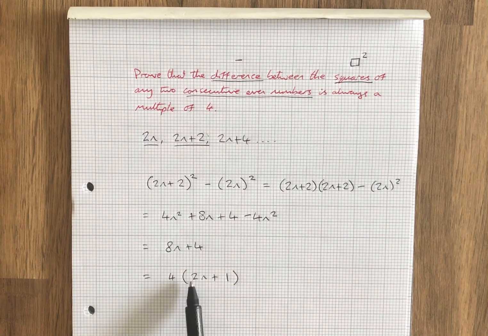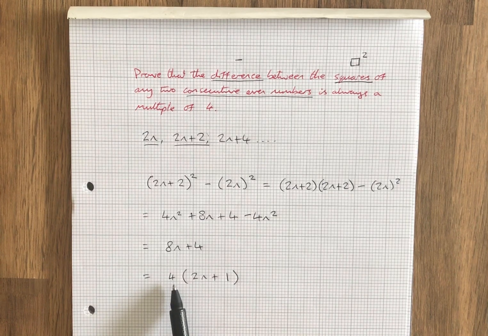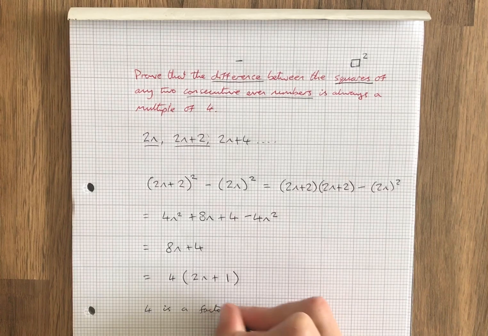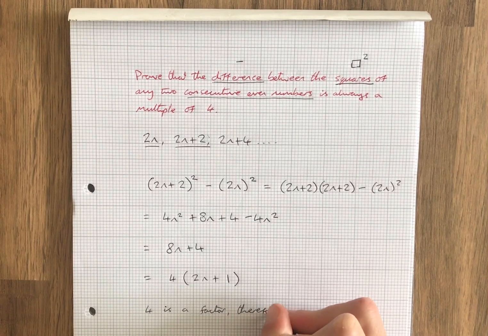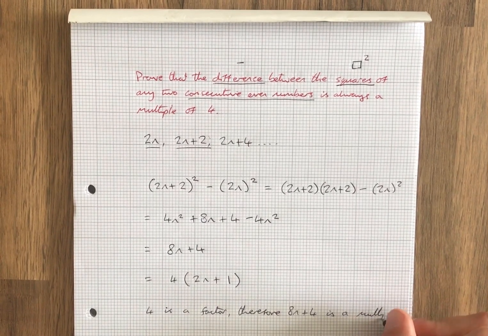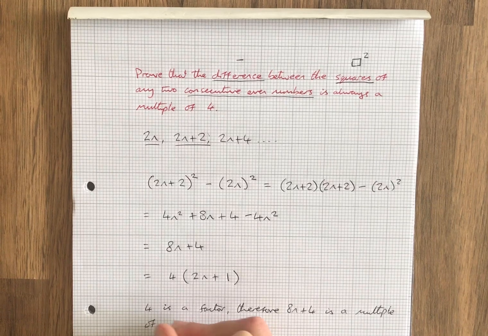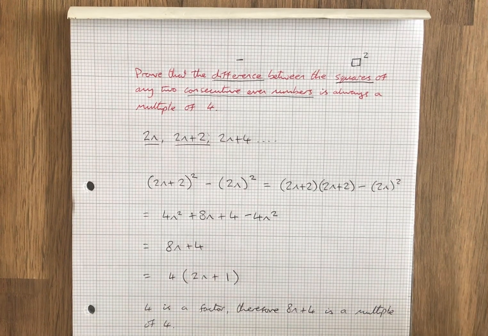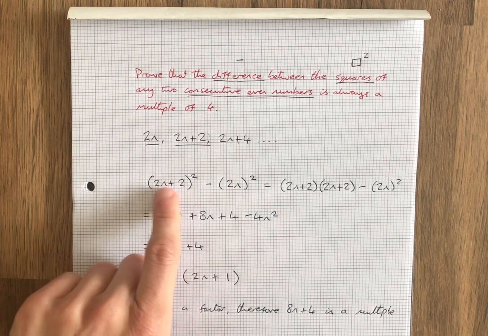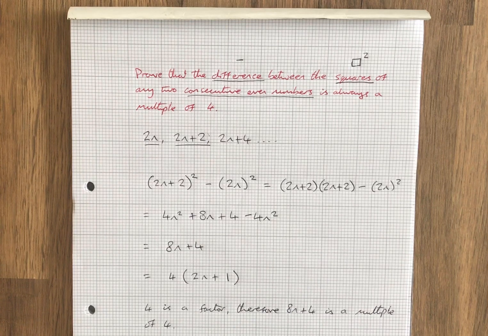So we can see here that because we've been able to factorise 4 out, it is going to be a multiple of 4. So the last thing that I'm going to write now is that 4 is a factor, therefore 8n plus 4 is a multiple of 4. And if 8n plus 4 is a multiple of 4, then what we're saying here is that we've proven that the difference between the squares of any two consecutive even numbers is always a multiple of 4. And that last statement that we've made there is really, really important.